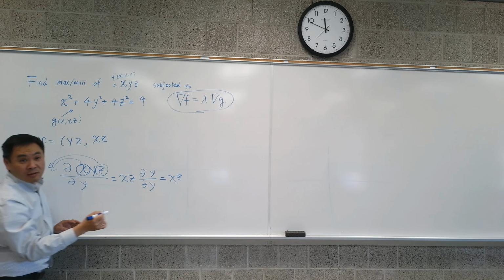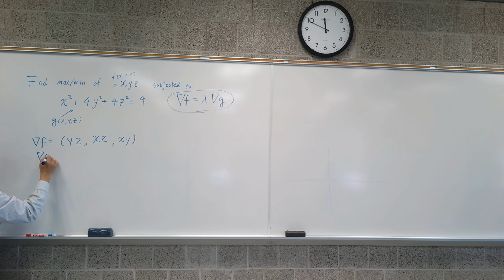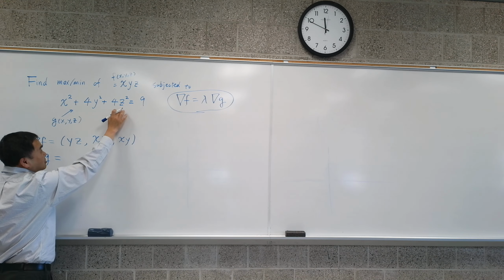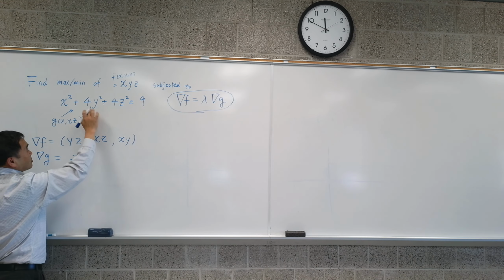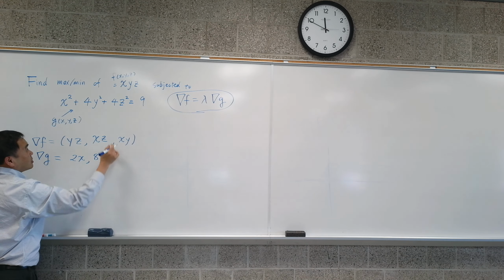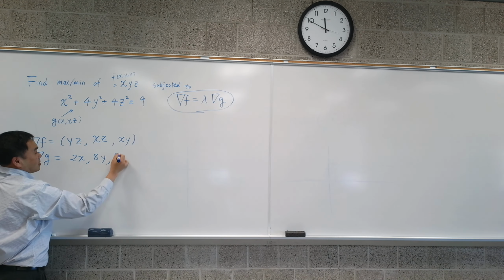If you differentiate by z, you get xy. So that's going to be your gradient of f. Now gradient of g would be differentiating this by x. Since these are considered constants when you differentiate by x, you get 2x. If you differentiate this by y, you get 8y, and then by z, you get 8z.